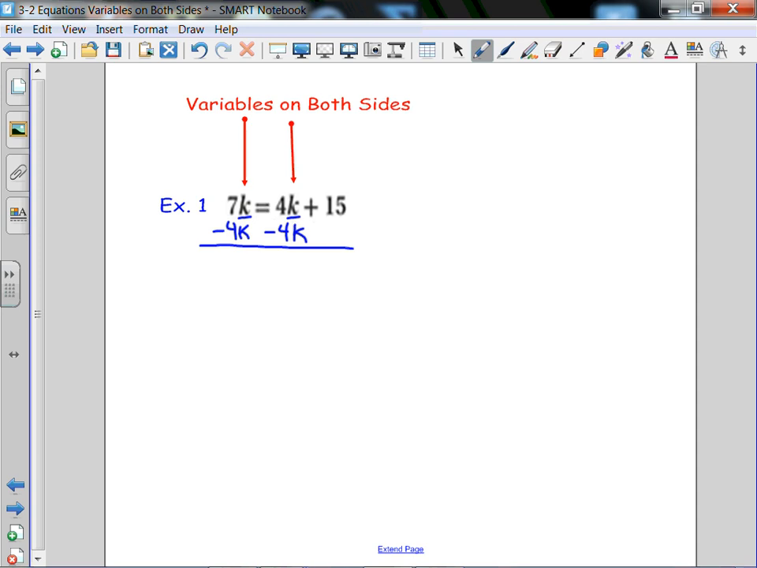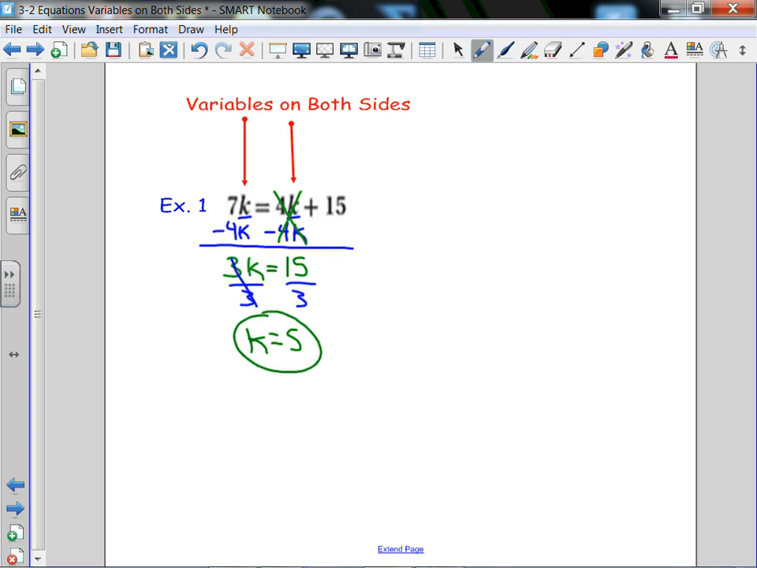Okay, when I do that, 4k on the right cancels, and I'm left with 3k equals 15. And I will divide both sides by 3, and I get that k is equal to 5.